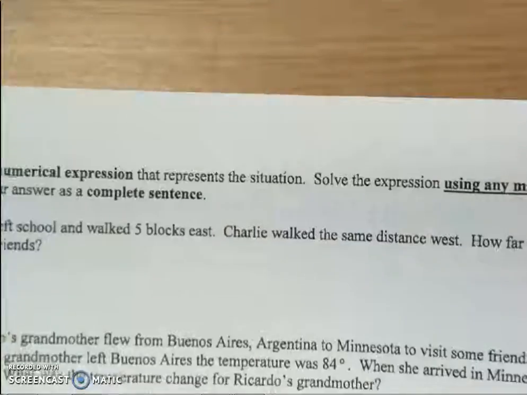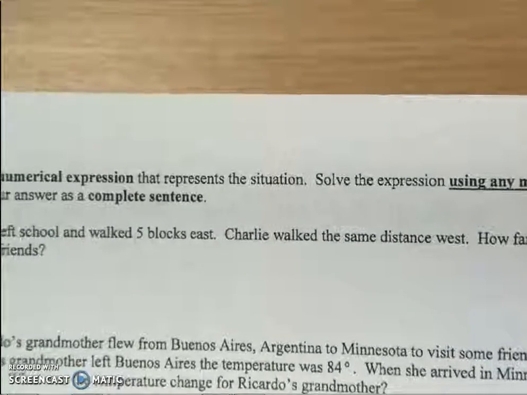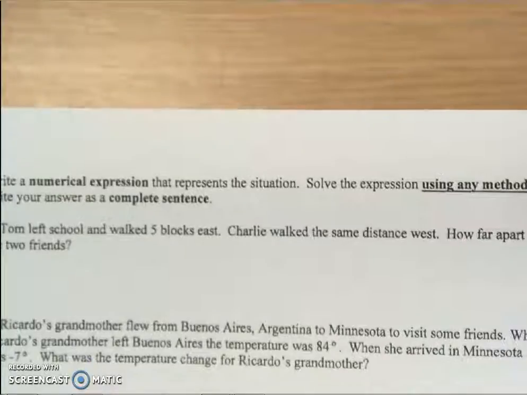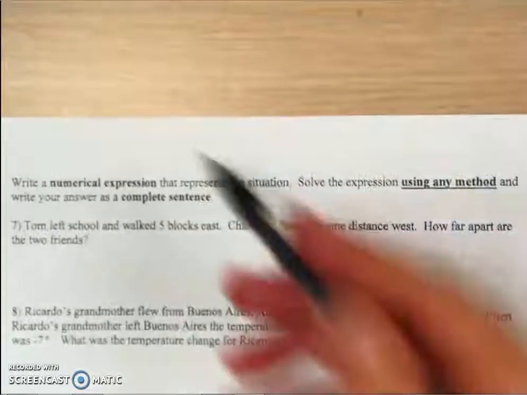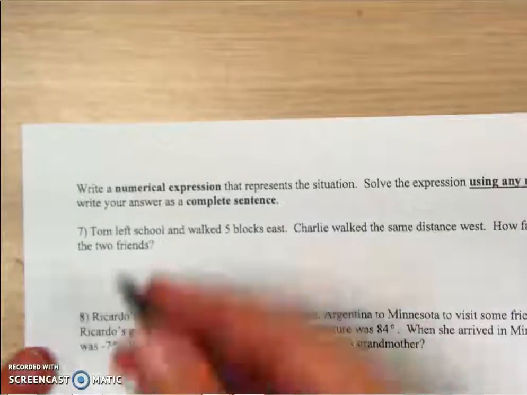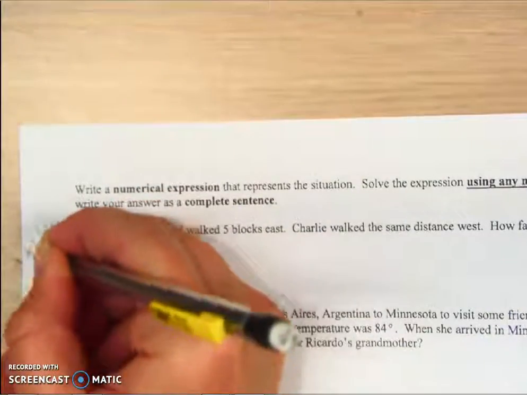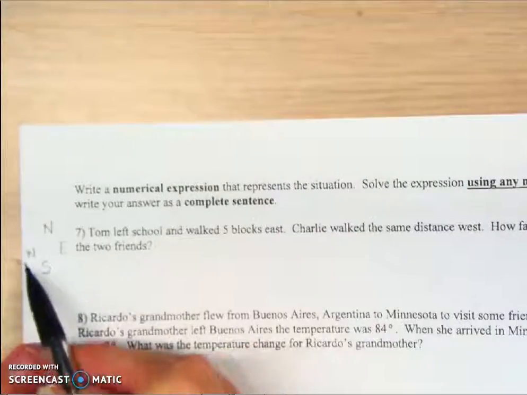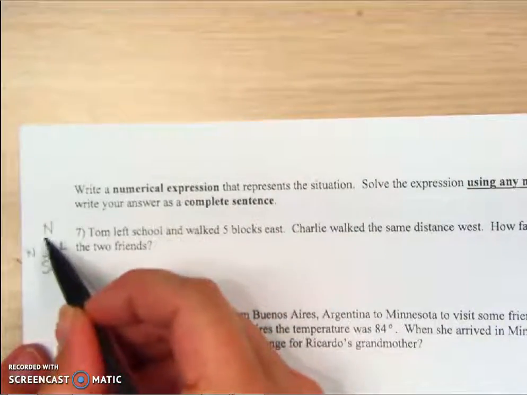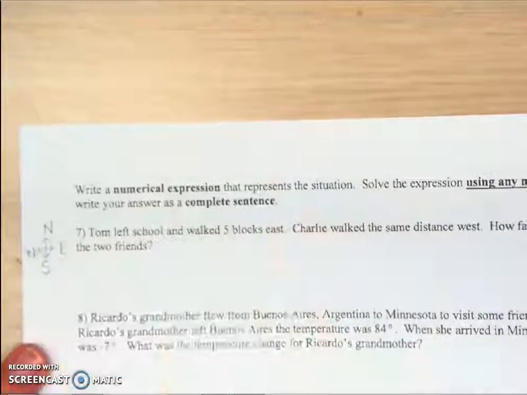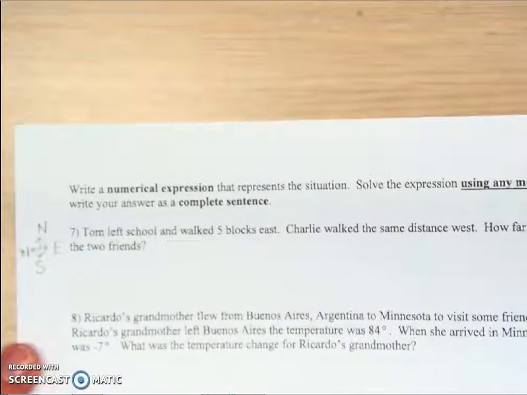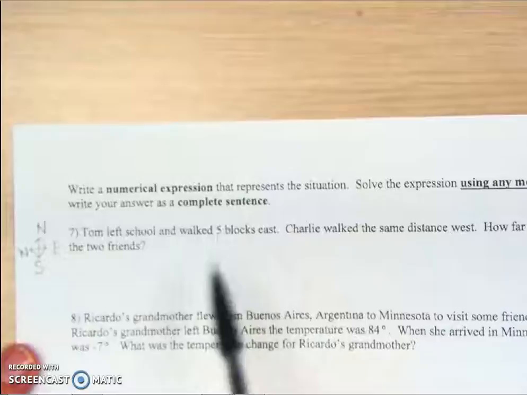All right, let's go to the back of this. There's a whole lot of these. Let's see what we can get through in the next couple of minutes. All right, Tom left school and walked 5 blocks east. If you know your directions, never eat soggy waffles. What am I talking about there? Remember, north, south, east, west. Never eat soggy waffles. Those are our directions if you've learned this in geography. So there's our directions. We need to know those.